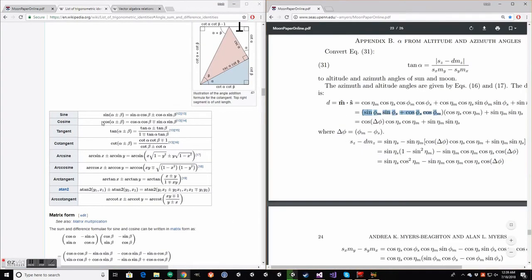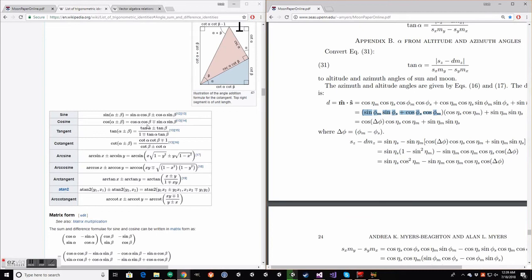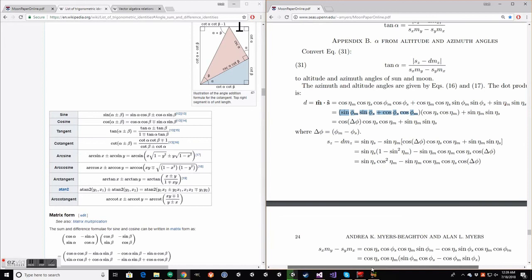Here we have that right here. The cosine of two angles, and in this case plus the sine of the two angles, gives us the cosine of the difference of those two angles. So we can take this piece and just replace that with the delta. This is the delta of the azimuths: the moon's azimuth minus the sun's azimuth. So that simplifies a little bit, and that's not too bad now.